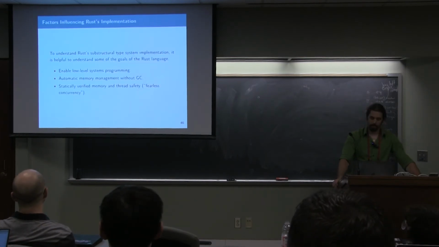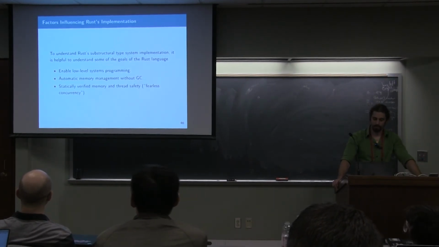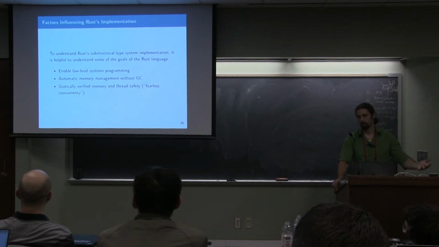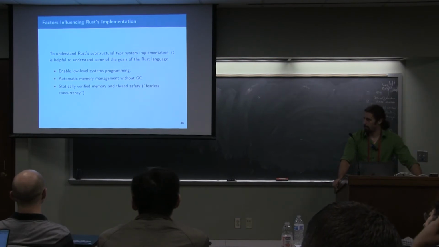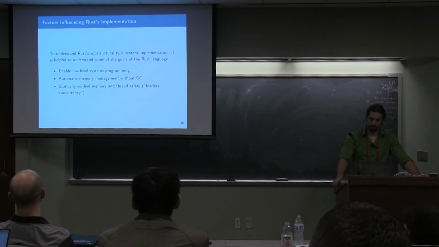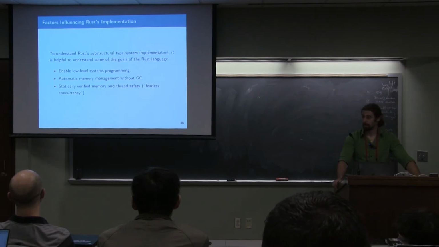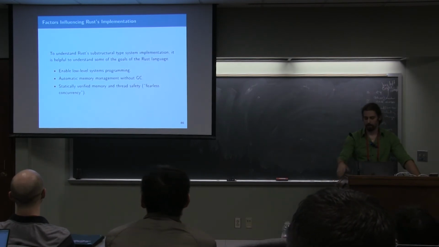To understand the Rust substructural type system and why it's made the way it is, it's helpful to keep in mind some of the goals of the language. It is a general purpose language, of course, but it really seeks to enable low-level systems programming and automatic memory management without a GC. So that's really why it has to be this pervasive, baked-in thing that you can't opt out of. This ownership system is important for removing the need for a GC, but it also ensures statically that there aren't certain types of data races, gives you thread safety and so on, described as fearless concurrency.